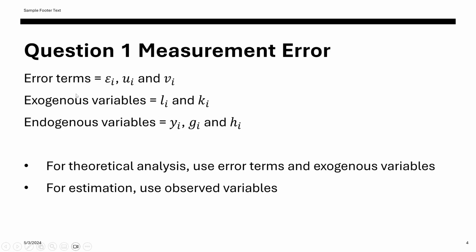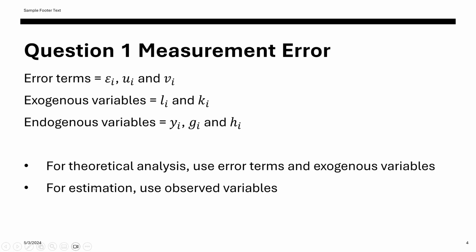Okay, and maybe I should have explained it in class. You will see those questions later, but for theoretical analysis, use error terms, exogenous variables, and parameters. Endogenous variables are just results, equilibrium, based on those equations. So they are just results. So theoretical analysis should be based on these underlying structural parameters.